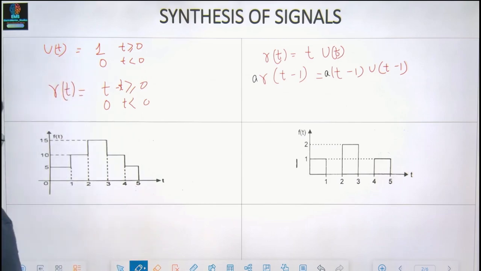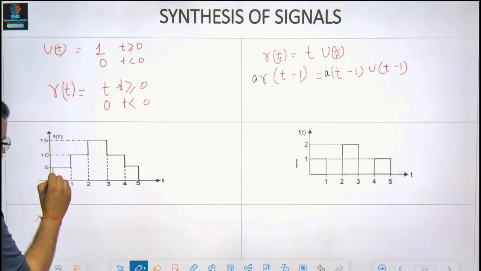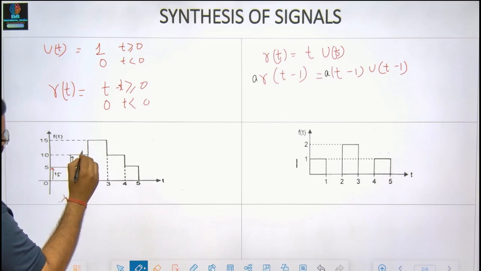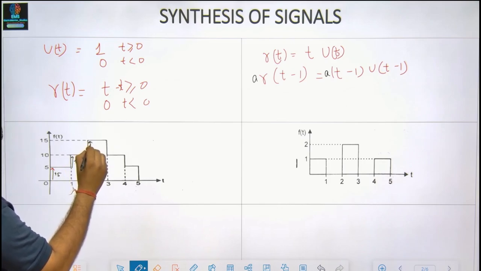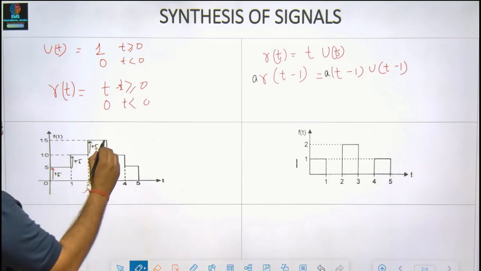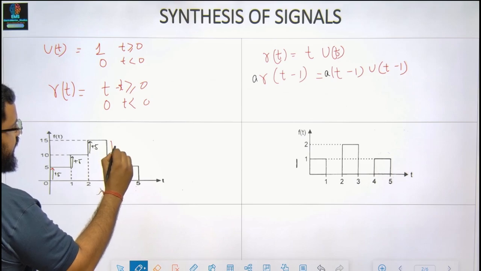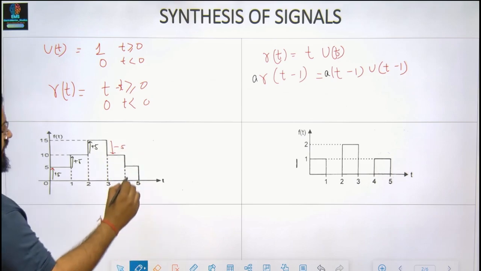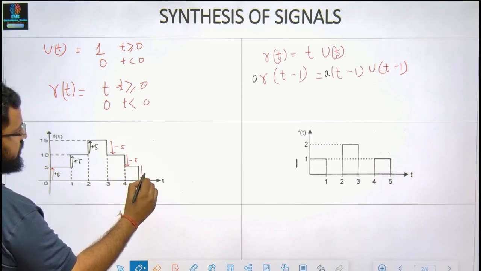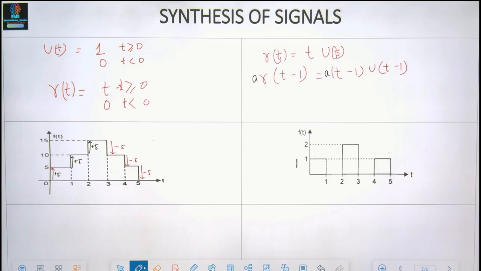For example, in this given signal, there is a change of amplitude over here which is of plus 5. Again, there is a change of amplitude over here, again plus 5. Again, there is a change of amplitude over here, again plus 5. Now, moving down, we have a change of amplitude that is minus 5, minus 5, and minus 5.